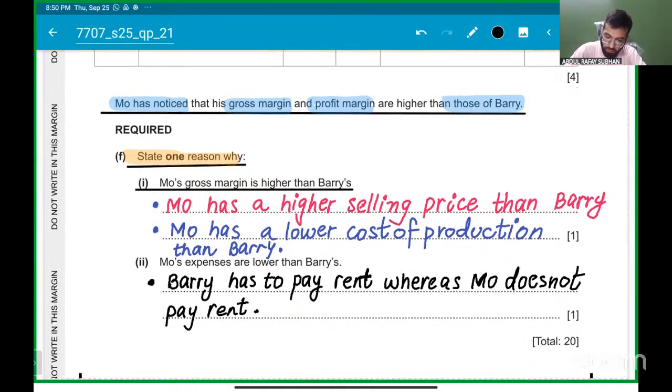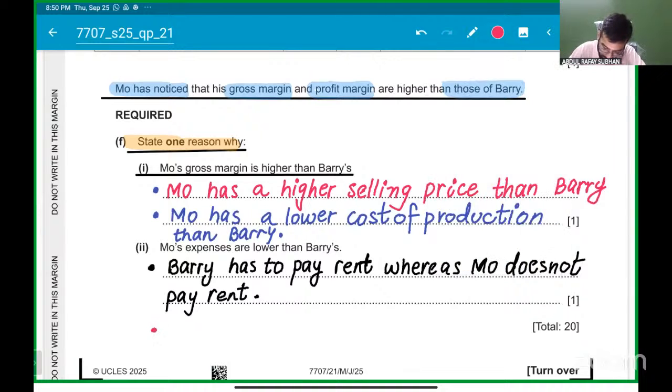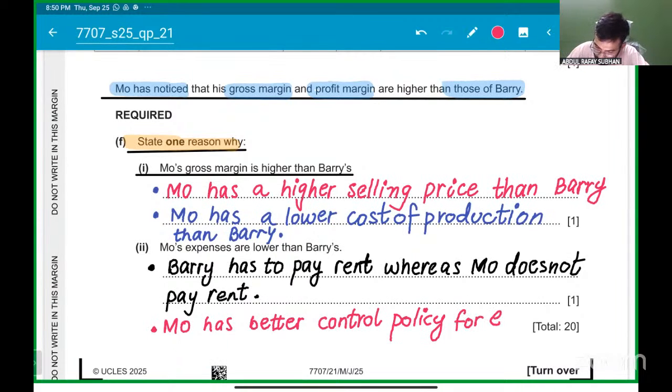और क्या रीजन हो सकता है? आप इसकी जनरली तारीफ कर सकते हैं कि Mo के एक्सपेंसेस कम हैं. किसी के एक्सपेंसेस कम क्यों हो सकते हैं? Mo has a better control on expenses than Body. बेटर कंट्रोल हो या आप ये कह सकते हैं कि उनके लोअर एक्सपेंसेस और बेटर एक्सपेंसेस मैनेजमेंट हो. Mo has better control policy on the expenses. Everyone getting it? Better control policy for expenses. Is everyone understanding? Got it? और क्या रीजन हो सकता है?